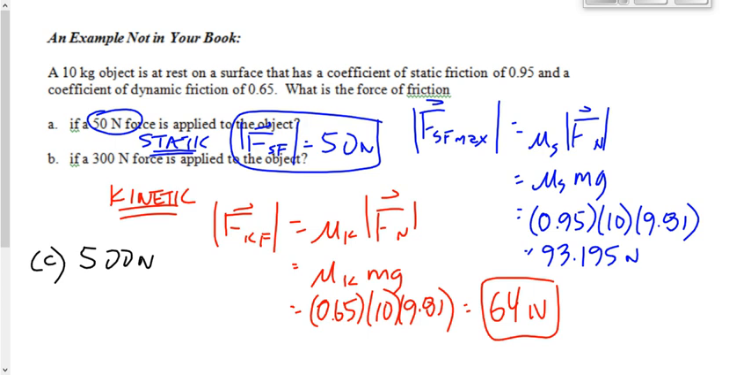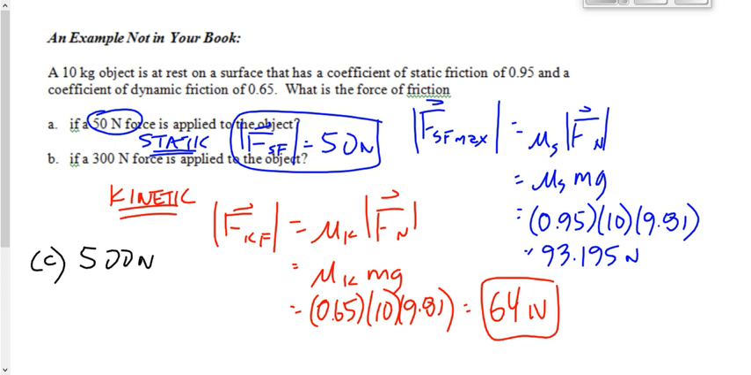Okay, make sense? So you see a question like this, first thing you've got to do is calculate the max force of static friction. If you don't exceed that value, then static friction will simply be however hard you push, the applied force. If you do, then you've got to calculate kinetic friction, and then it's not going to matter how hard you push, as long as you're above that maximum force of static friction. Okay, does that make sense?